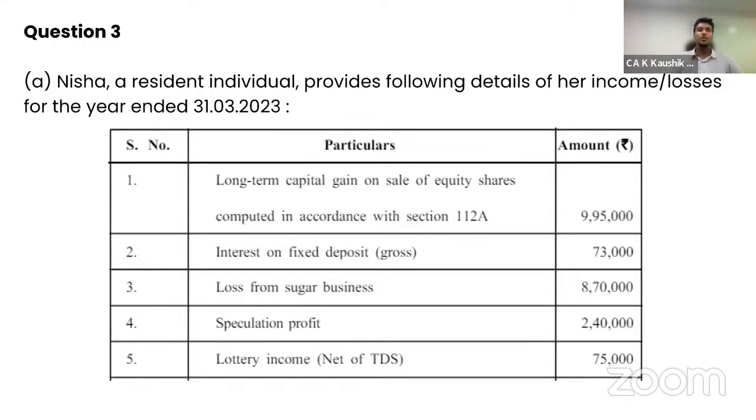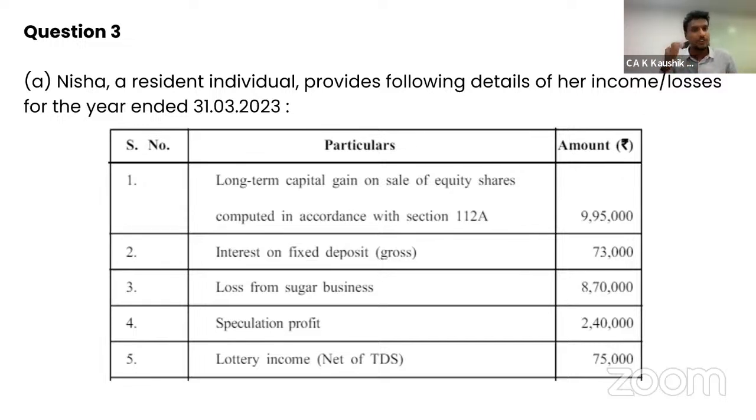Now you have another question, which is asking on the provisions of set off and carry forward of losses. Nisha, a resident individual, provides the following details of her income or losses for the year ended 31st March 2023. We need to be clear on what is the current year loss and current year income which can be set off within the head of income, what loss can be set off against other heads of income during the current year, and what brought forward loss from earlier years can be set off against the same head of income in the current year.